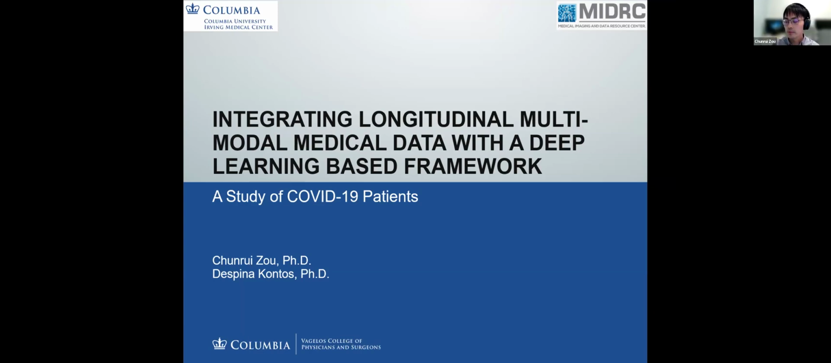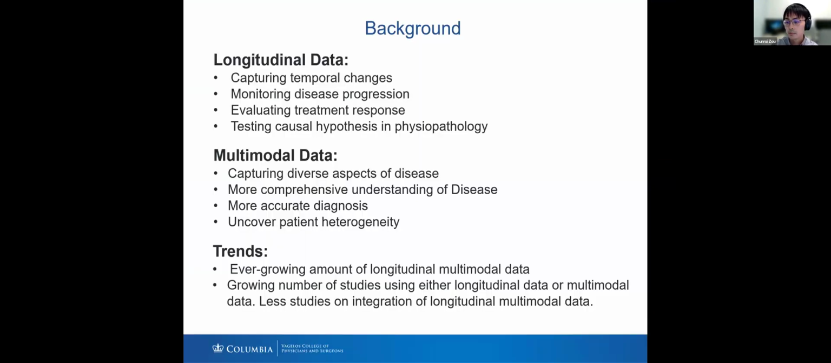Today, I'm going to share our work on the integration of longitudinal multimodal medical data using a deep learning-based framework. But first, the question is why longitudinal multimodal data and what is its significance?